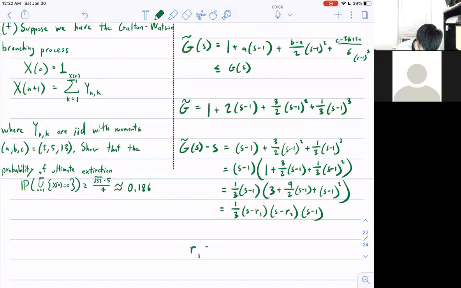r1 equals negative (square root of 33 minus 5) divided by 4, and this is all negative, right? So I want to mark this as less than 0. And this is going to be less than r2, which turns out to be (square root of 33 minus 5) over 4. So that's where this mysterious square root of 33 minus 5 over 4 comes from. And you can actually show that this value right here is also less than 1.